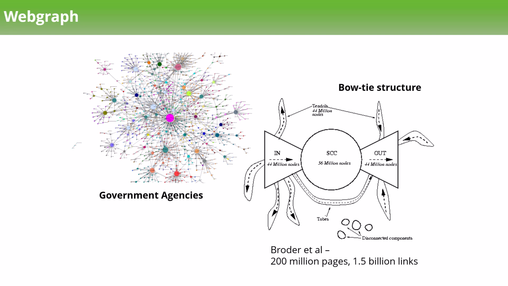So it follows the bow tie structure. So in, SCC, and then out. So these are the disconnected components.